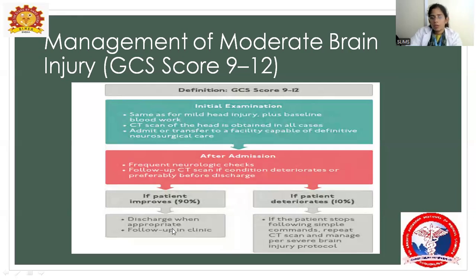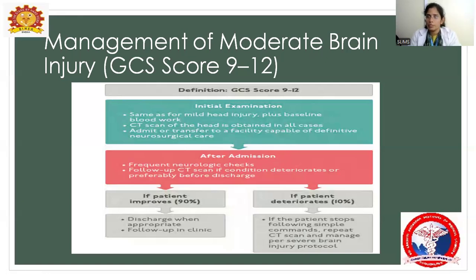We can discharge them whenever we feel appropriate, and we can ask them to follow up in clinic. So if the patient is deteriorating, which will occur in about 10% of the patients, that is, if the patient stops following simple commands, that is, the GCS becomes poor, repeat the CT scan and manage as per the severe brain injury protocol. So this is the protocol for moderate brain injury.